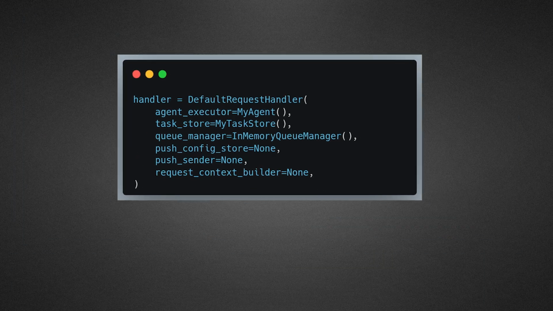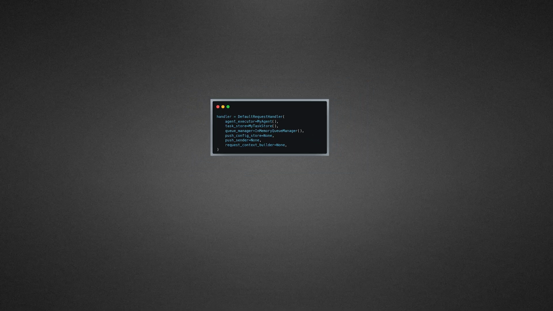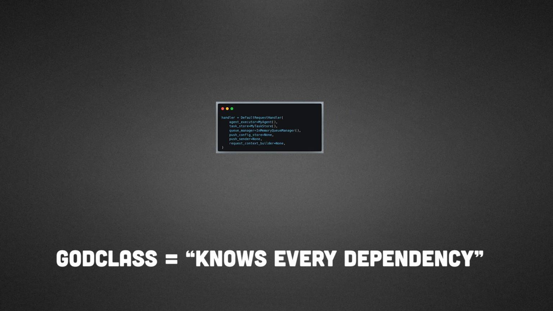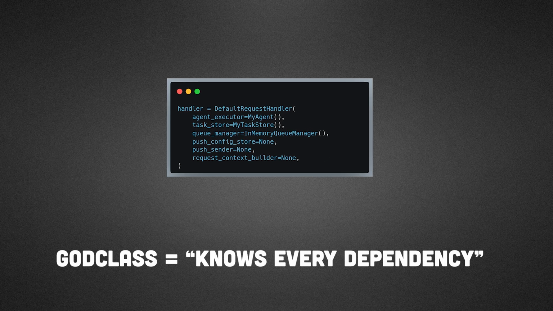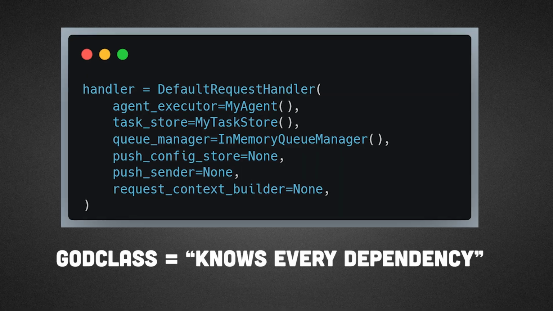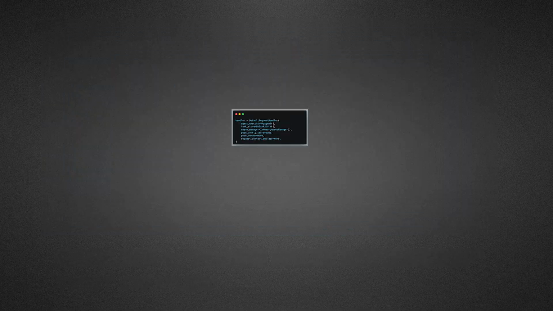But that's not the only problem. The default request handler, which is the central class of the SDK, is a classic God object. 350 lines of code that do everything. Task lookup, validation, queue management, producer lifecycle, push notifications, background tasks and more. So in short, the SDK is tightly coupled. And that's exactly what I want to change.